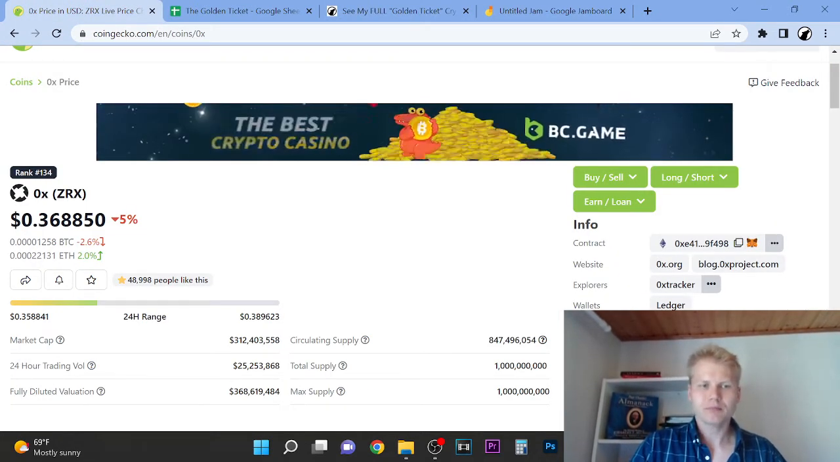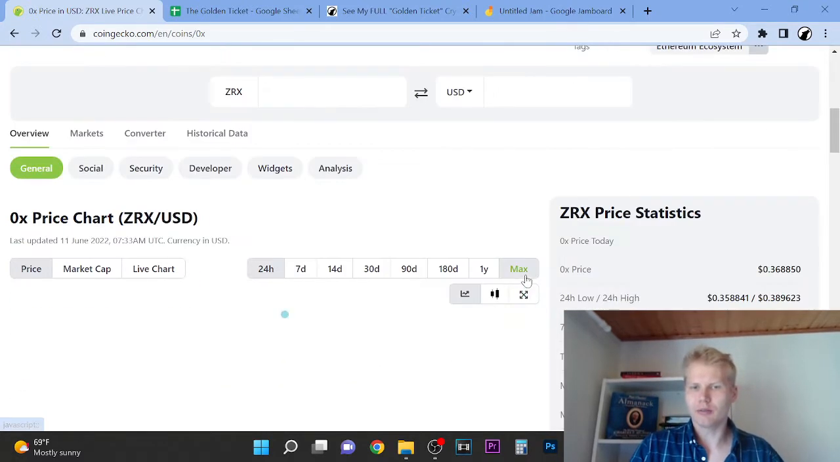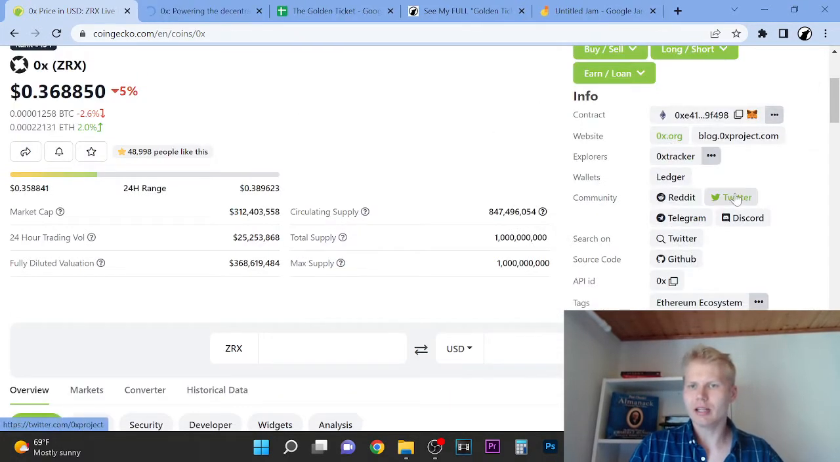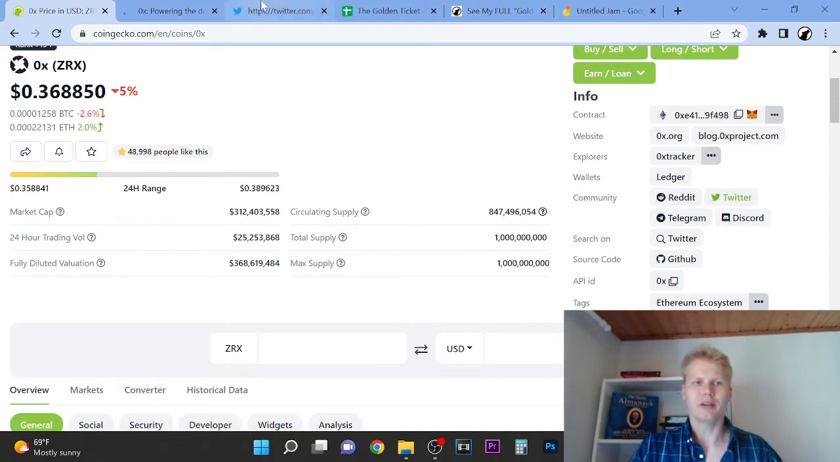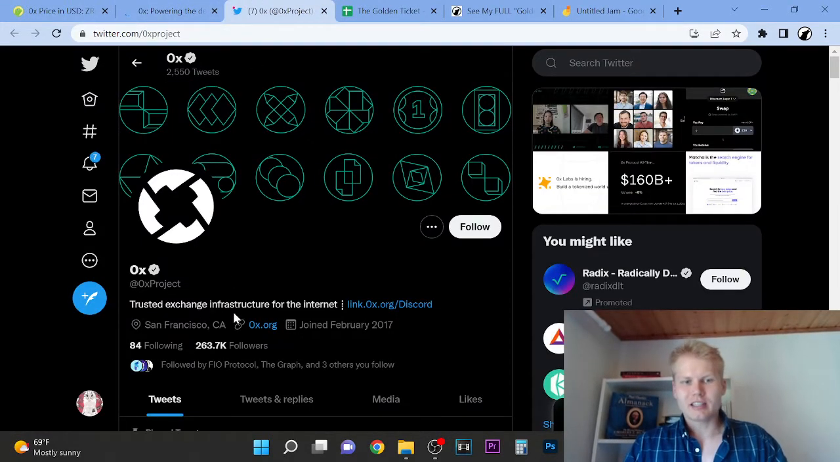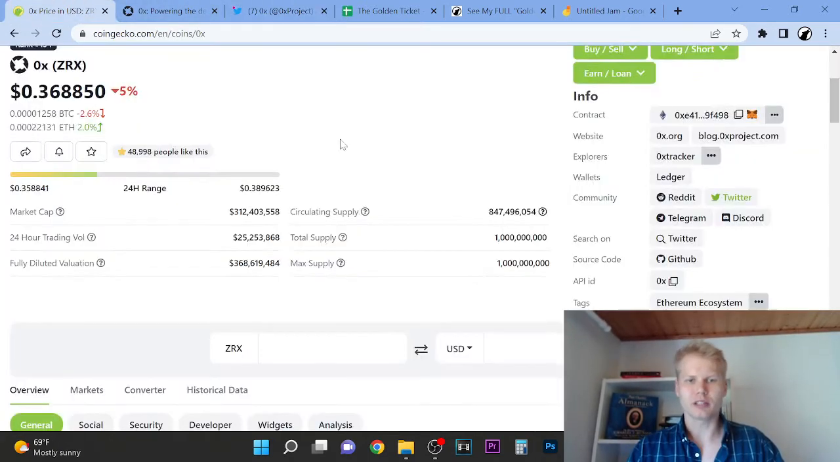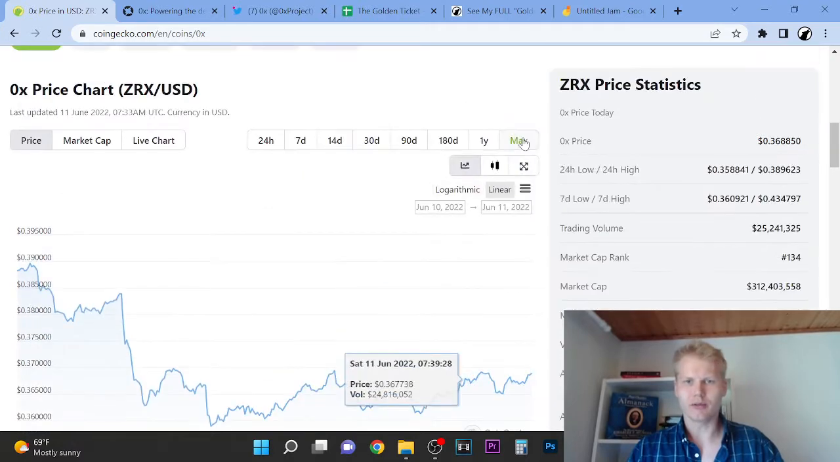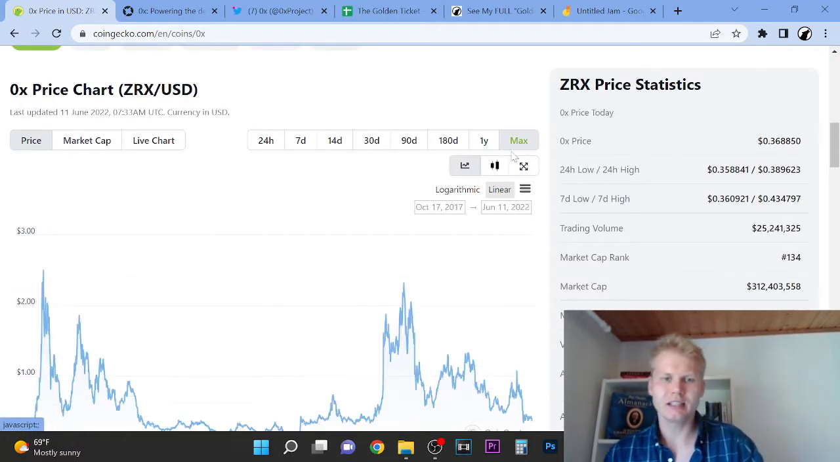Now, with ZRX, let's start with the website and let's look at Twitter. So it's built on Ethereum. And what it does is, you can see, a trusted exchange infrastructure for the internet. This is an older project. I've been seeing this for years. I've been in crypto since late 2016.